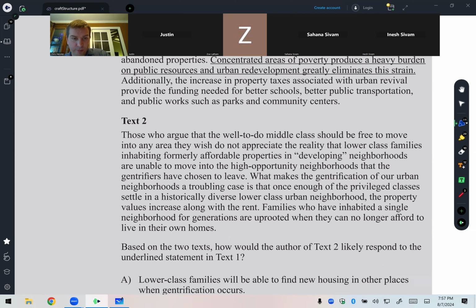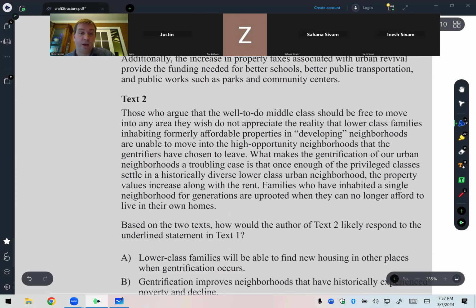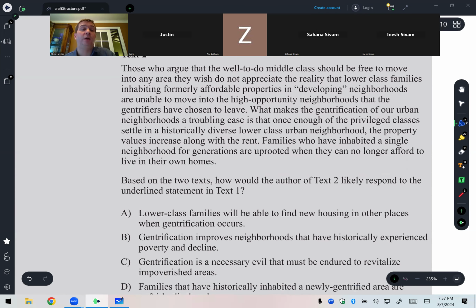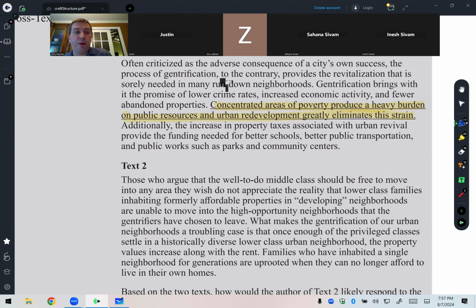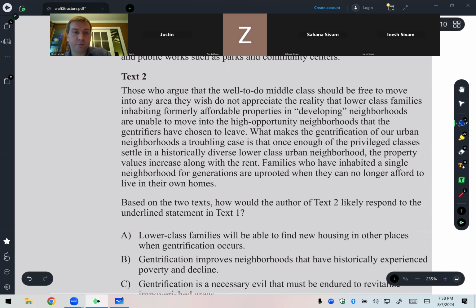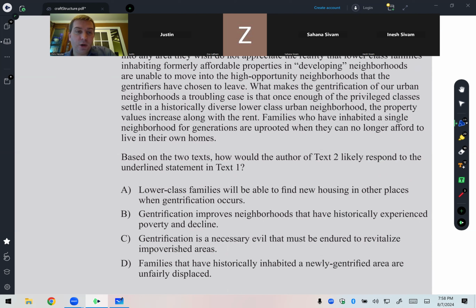their own homes. Okay, so I would say that these authors do not agree about gentrification. They're both talking about the same topic, but they will not agree with one another. So how would the second author respond to the underlined statement from the first passage? I'm just going to highlight it here. All right, how would author 2 respond to this statement? Concentrated areas of poverty produce a heavy burden on public resources, and urban redevelopment greatly eliminates this strain. I'm going to go through some answer choices. Let's see if we can cross them off. How would author 2 respond?